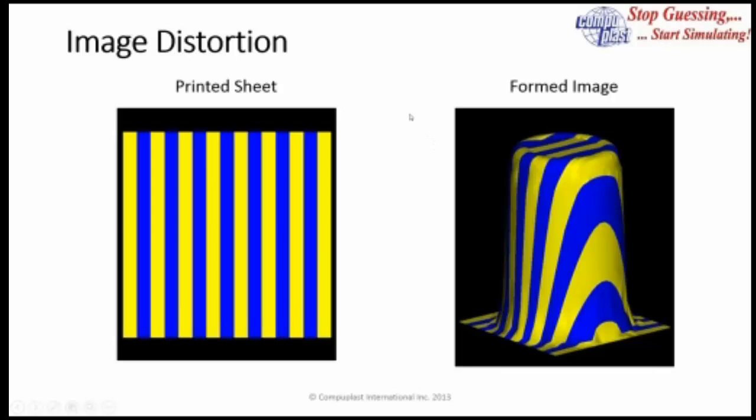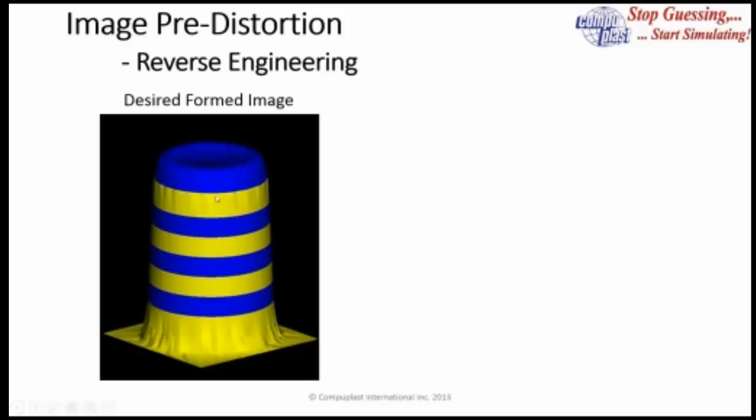But we can take it a step further within the software. In fact, we can take the final part that's formed and then apply the image to that part as we want it. So we want these rings to be around the circumference at this spacing, and we want this top of this section here to have this blue color. What should the initial image printed on the sheet look like?